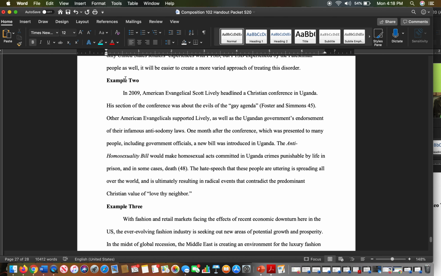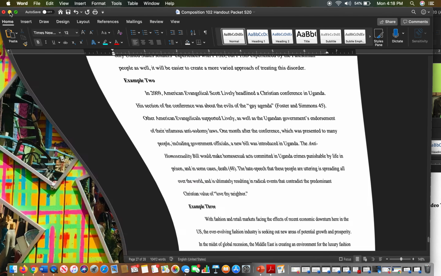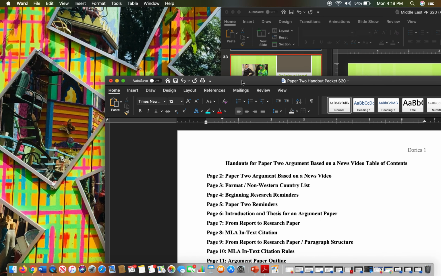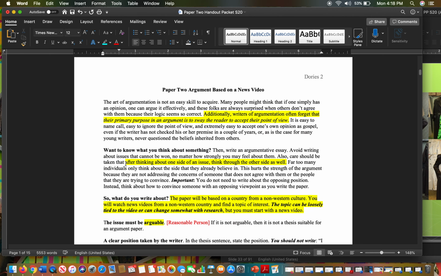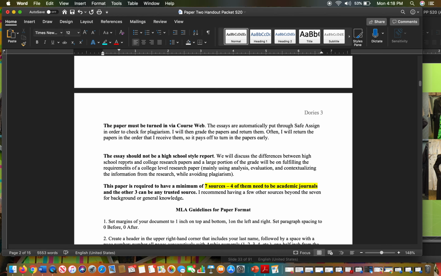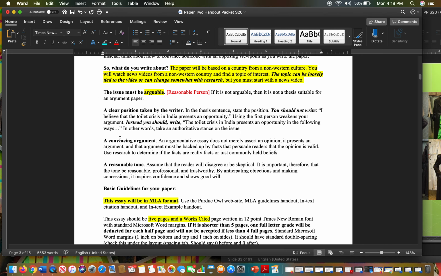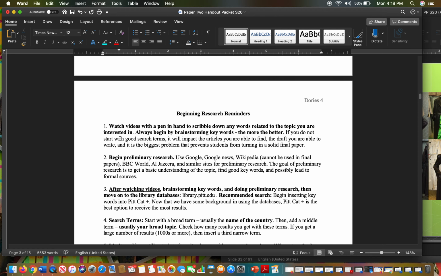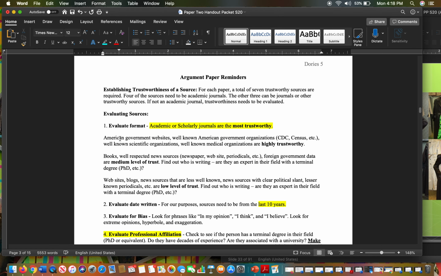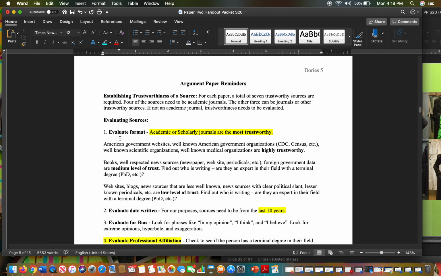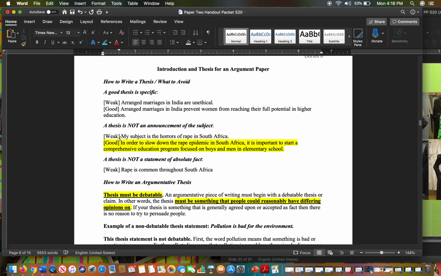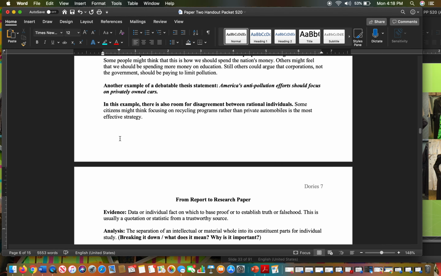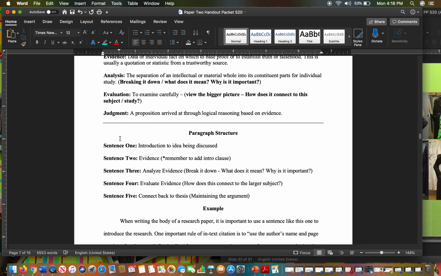Okay, so that's introductions. Now back to your paper 2 handout packet. If you want to know anything about the details of the paper, we have them early in the packet, right? We have your trustworthiness and format, your introduction, your thesis information here, your paragraph structure.